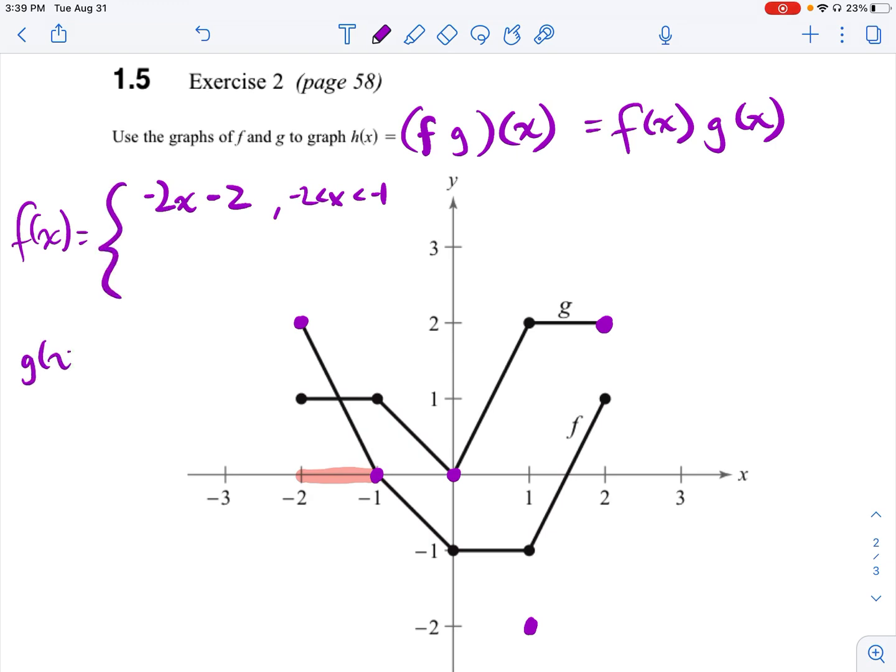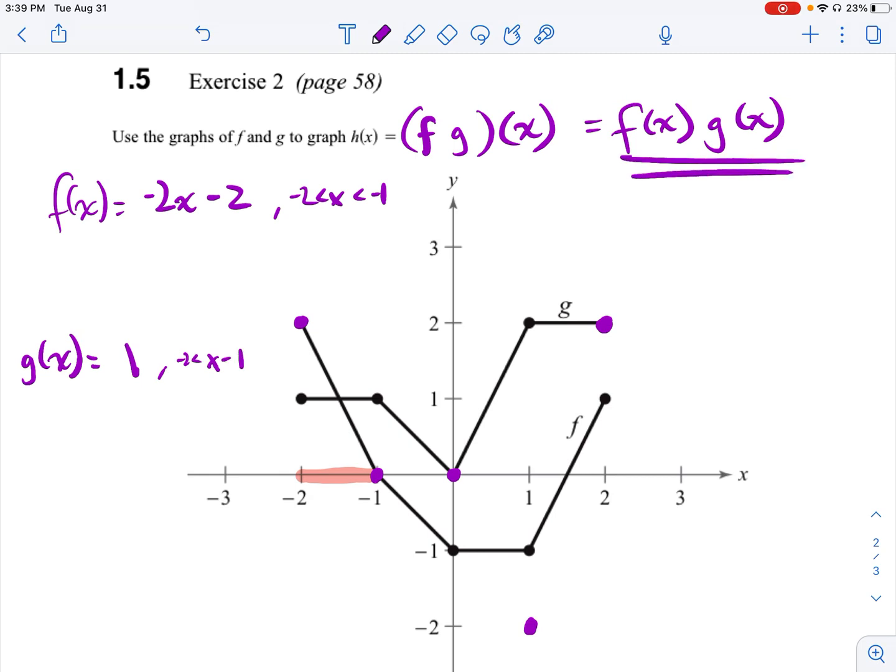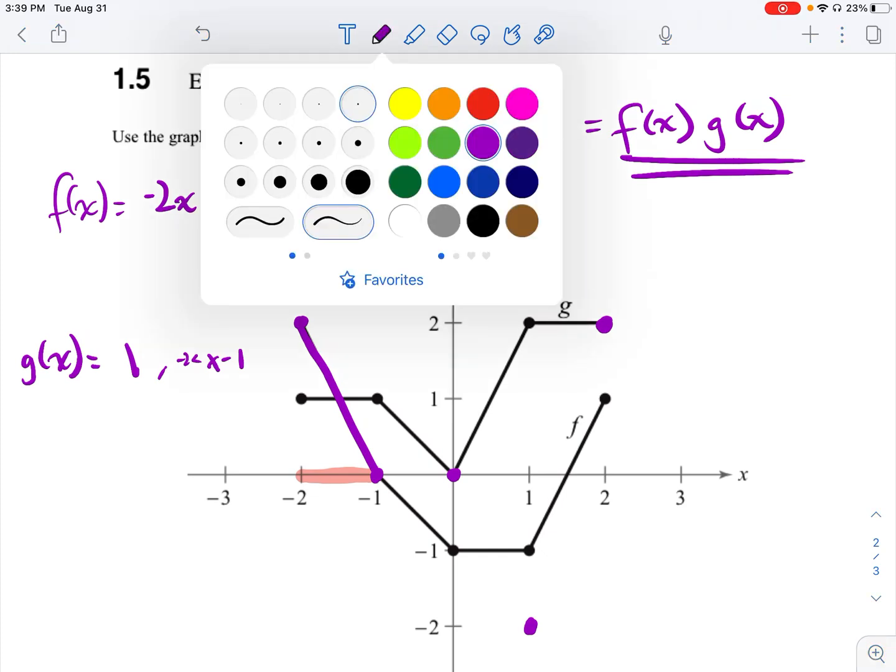Now, what about g of x? Well, g of x here, actually don't need that brace at all. g of x between -2 and -1 would be what? Well, g of x just looks like it's a constant of 1 when x is between -2 and -1. So ask yourself, if we're doing f of x times g of x here, what is -2x minus 2 times +1? Well, anything times 1 is itself. So the function here is going to be exactly the same as what f of x was. It's going to behave as -2x minus 2 because we're multiplying a linear by a constant.